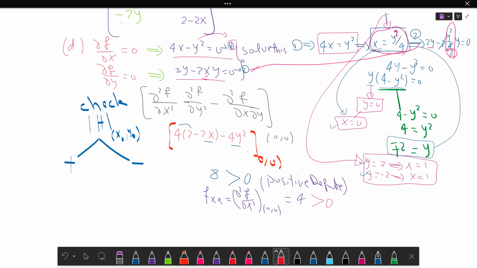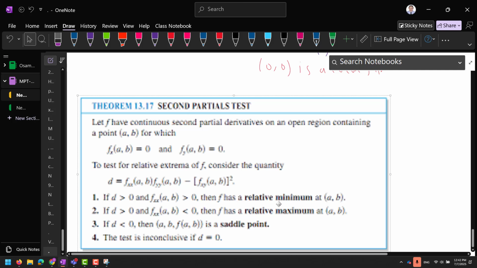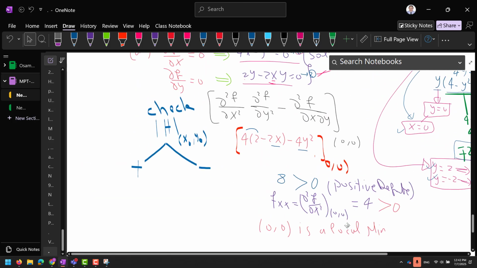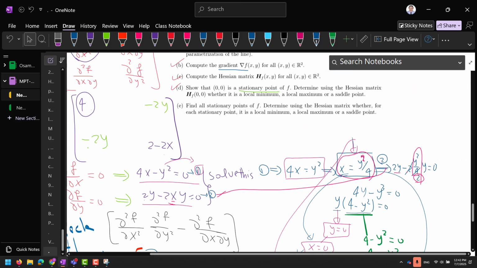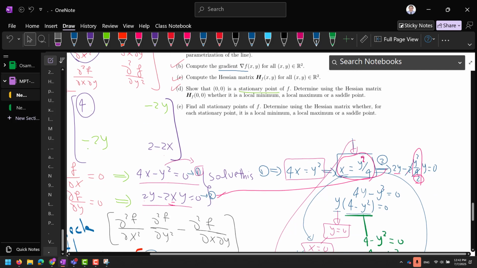Excellent. So 0 and 0 is a local minimum. In the second derivative, fxx positive means minimum, fxx negative means maximum. Now you don't have any suspicions, right? Good. I will leave the other 3 points for you, so now you can do the other 3 points.